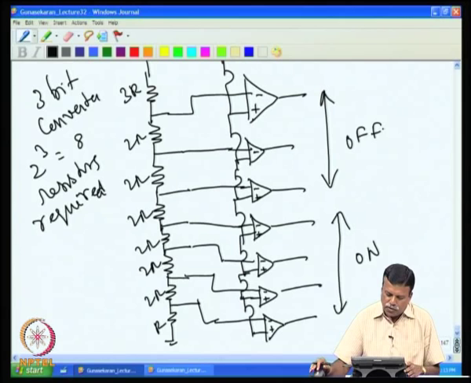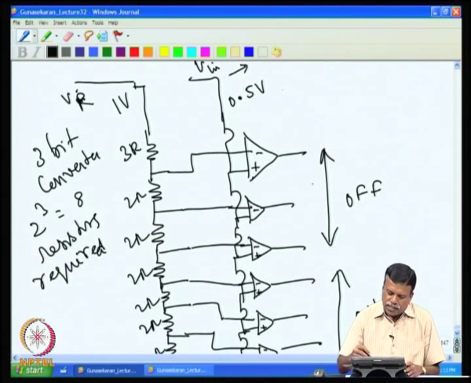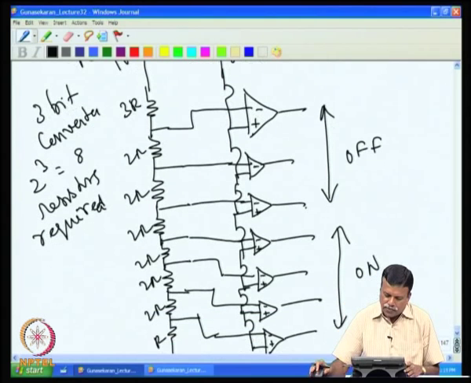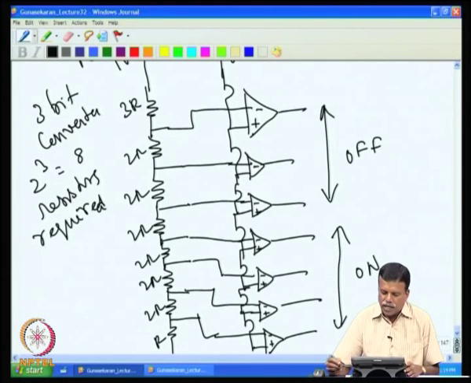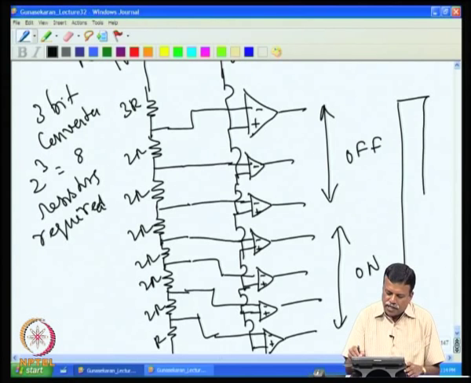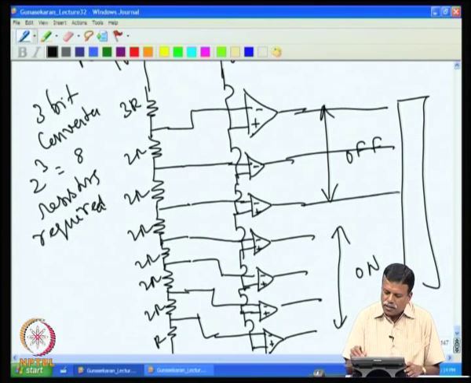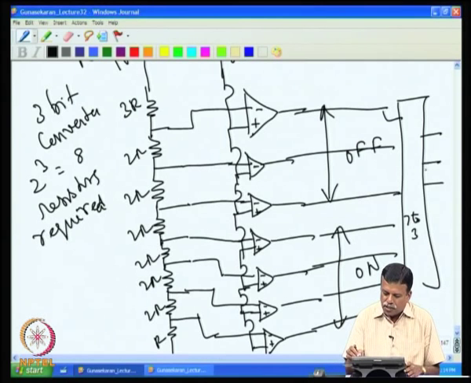So, when the input increases by 1 LSB, we will see that the next comparator also comes on, then with further increase in voltage, the next comparator comes on, and so on. Depending upon the input voltage, the outputs of these comparators go high, and these outputs must be combined in a big logic circuit developed such that you get the required 3 bit output. So, these 8 to 3 outputs are converted to get a corresponding digital value.